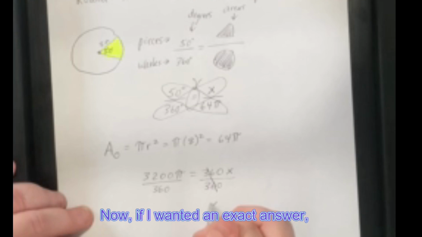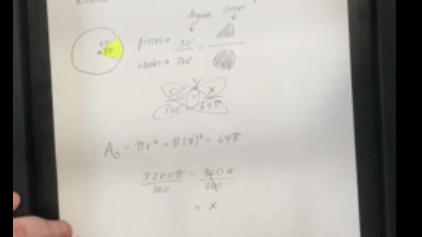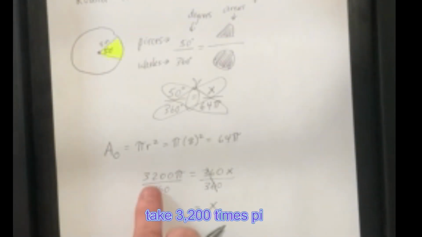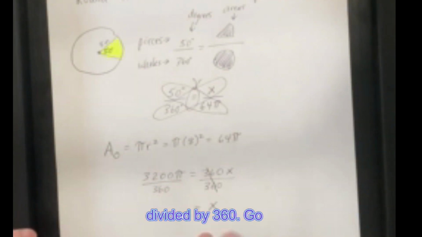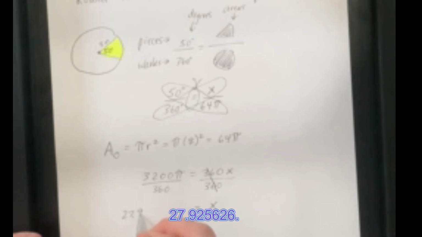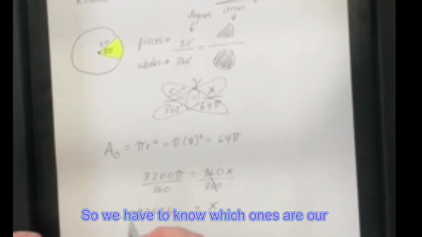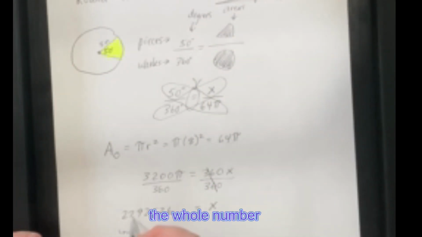Now, if I wanted an exact answer, leaving it in terms of pi, I would use the ABC button. I would do 3,200 ABC 360, and then I'd eventually get a mixed number. Then I'd hit a second function in ABC, and whatever fraction I got, I'd put right in front of pi. But since we want a rounded answer on this one, we'll take 3,200 times pi, divide by 360. Go ahead and try that, and you'll see that you get 27.925626.